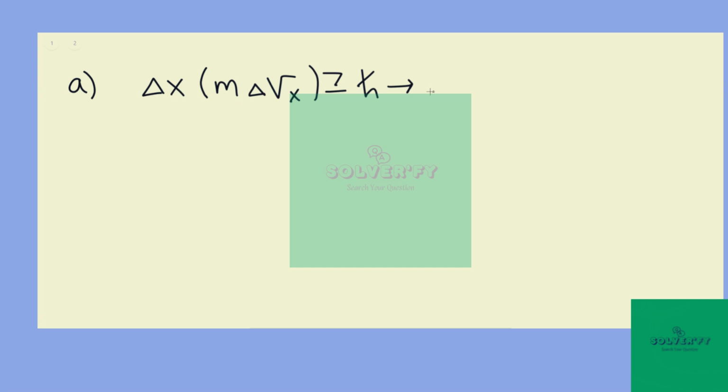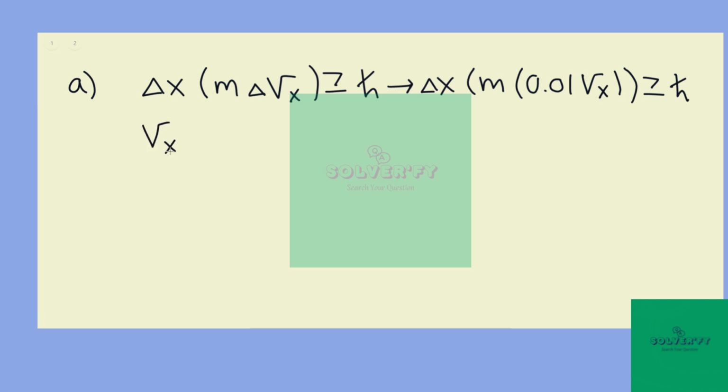So then we can say delta x times m, and we can express this uncertainty in velocity as 1%, 0.01 of its actual velocity. This now has some minimum value of h bar. So we can now move things over to the other side. We can isolate the magnitude of velocity. We will get v sub x is equal to h bar over 0.01 m delta x.